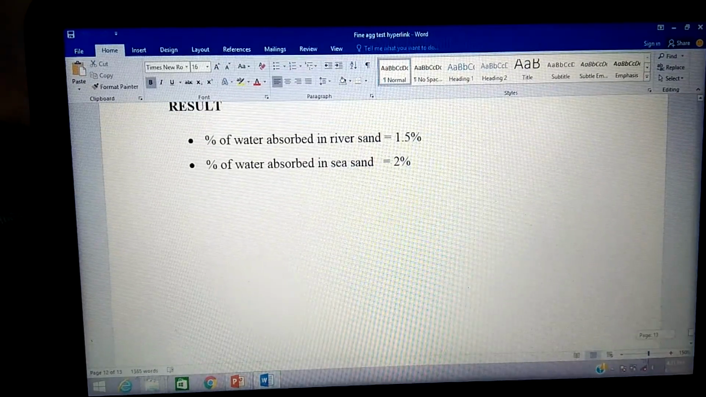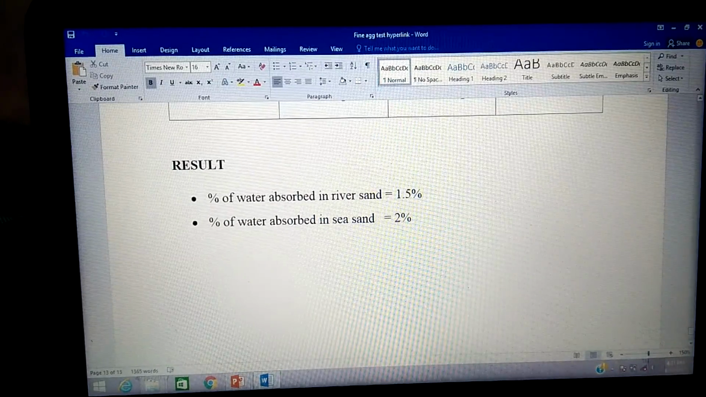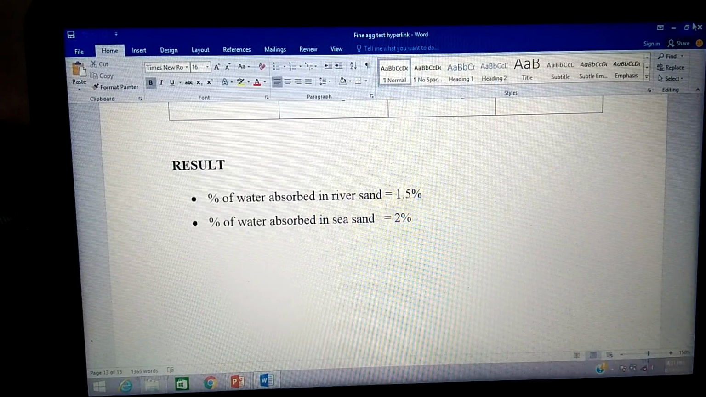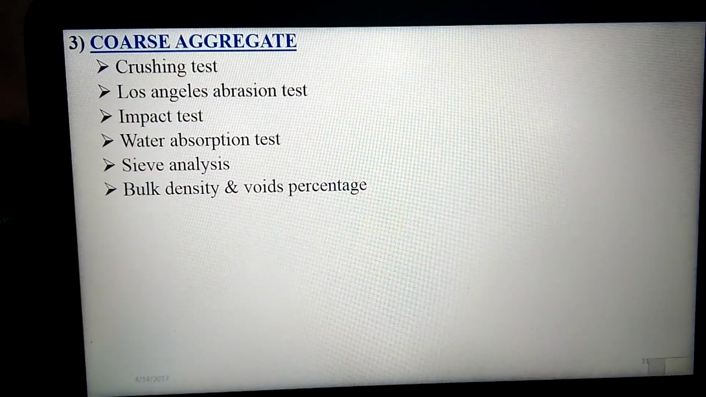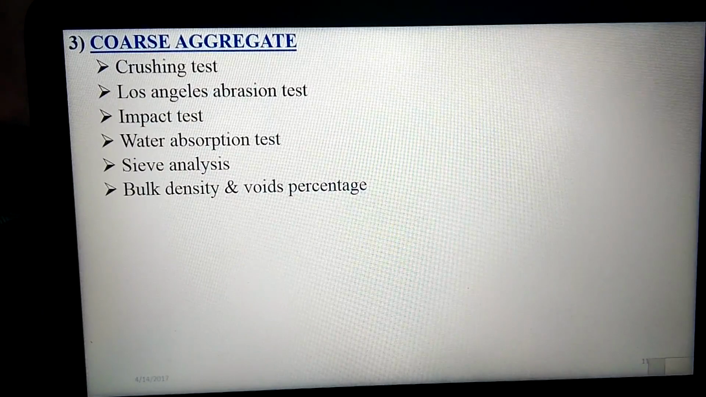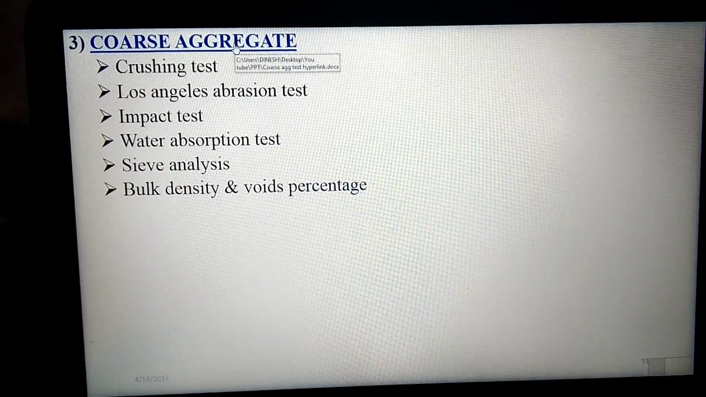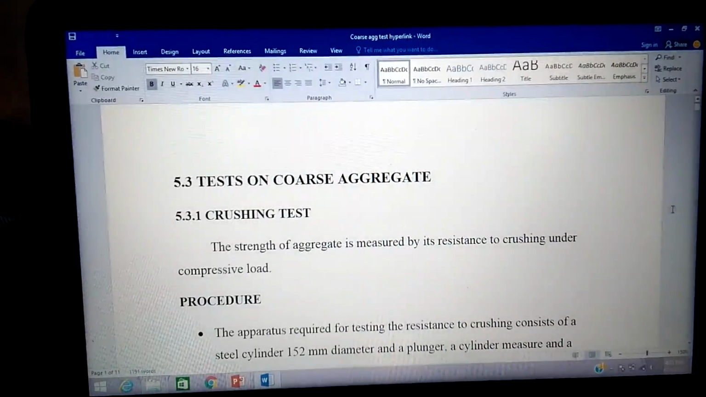Water absorption. We have done water absorption in both the sands. As a result, we got 1.5% in river sand, and in sea sand we got up to 2%. These are all the tests we have done for fine aggregate. Next, coarse aggregate. We have put the results and brief procedures in a hyperlink. Now we are opening the hyperlink.